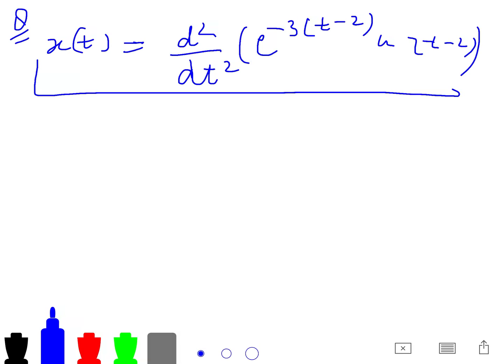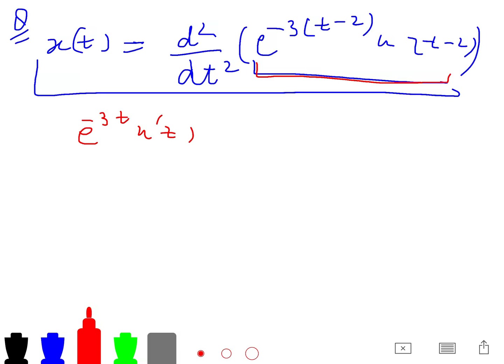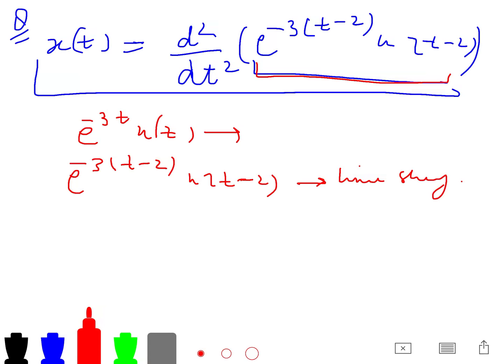For this you have to find the Laplace transform. Now first analyze the given function. In this function you need to know which transform pair you know. If you write e to the power minus 3t u(t), and shift it by a factor of t minus 2, u(t minus 2), you know the transform pair for this. In this you apply the time shifting property, and after that you are double differentiating this function. Means you are applying two properties to find the Laplace transform of this function.